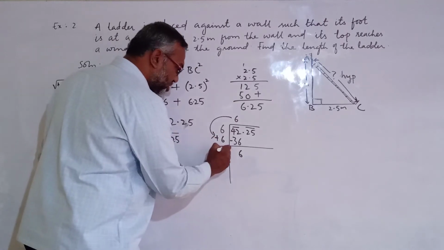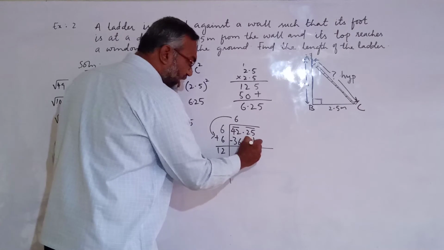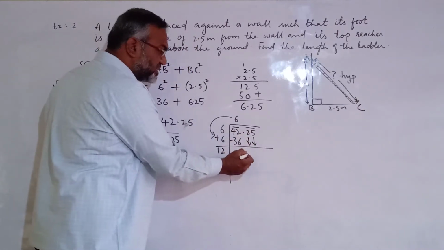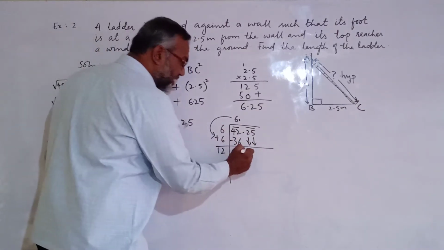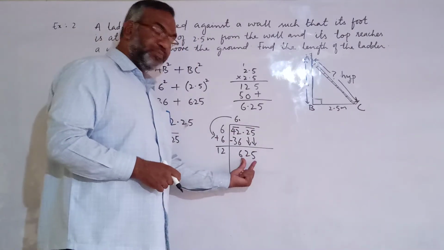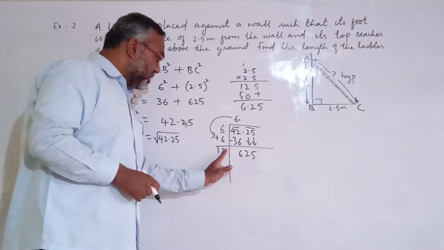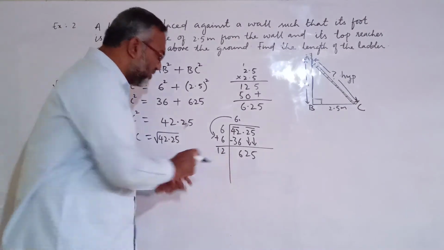Now bring the next pair down. But the next pair is after the decimal. So put a point here and take the decimal down. We must bring the decimal pair down. Right. Now here, think of a number. Imagine if I take 1 here.